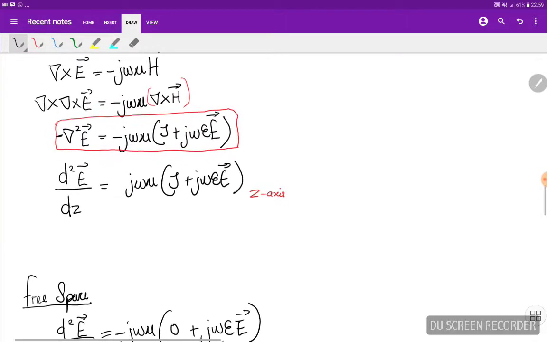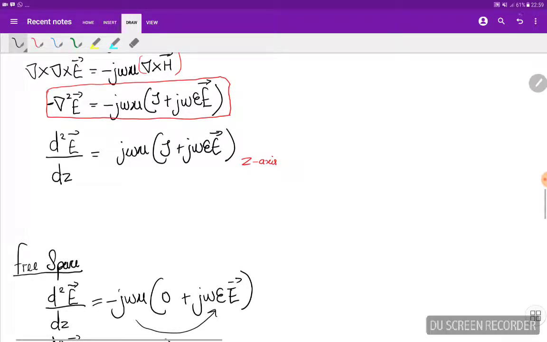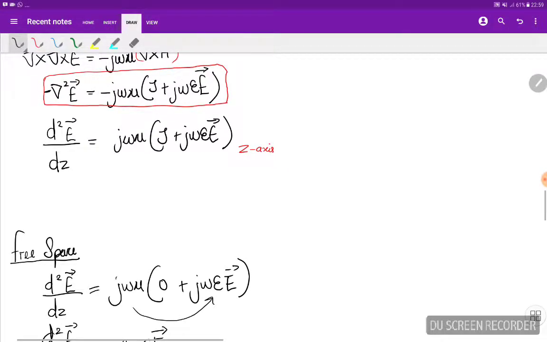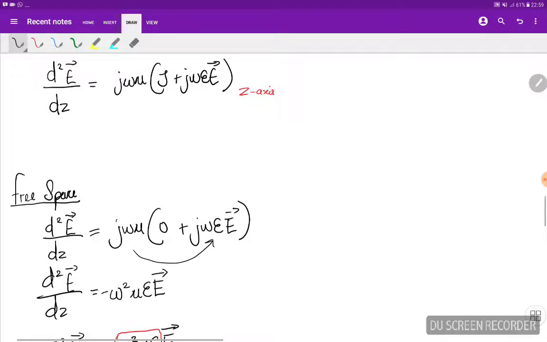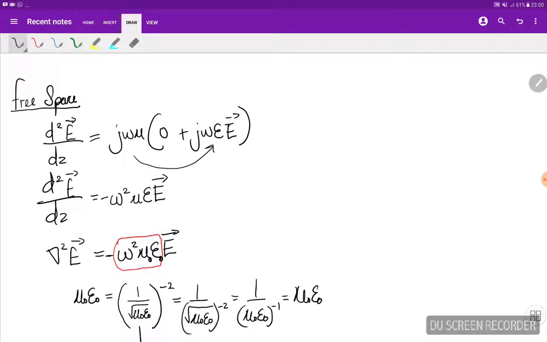All right. So considering free space, that means we don't have any charge because space is free. Because there's no charge, there's no current. Because there's no current, J is equal to 0. So we put 0 here. Now j squared is equal to minus 1. So we get minus ω²με E. And that's what we have here. So we have ω²με E. Now that's a constant, ω²με.